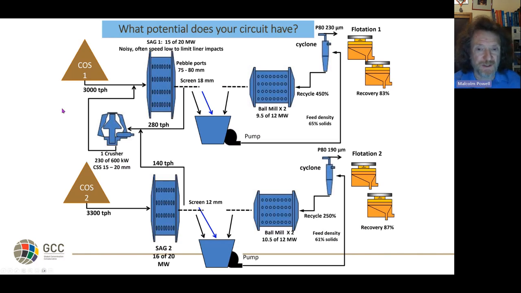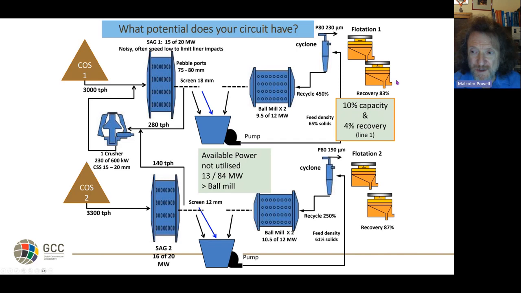And then when you look at a circuit, this is actually a big porphyry copper one, we've got two 20 megawatt mills running, one running at 15, one at 16, ball mills below installed power, two different P80s, 230 and 190, different recoveries. So now I look at this, I see you've got 13 megawatts not used. You have a spare ball mill in the circuit you're not using. And if I compare that circuit, 83% recovery, to that 87, there's a delta of 10% capacity and 4% recovery. So if we can get them both to match line 2, you've got a huge improvement.